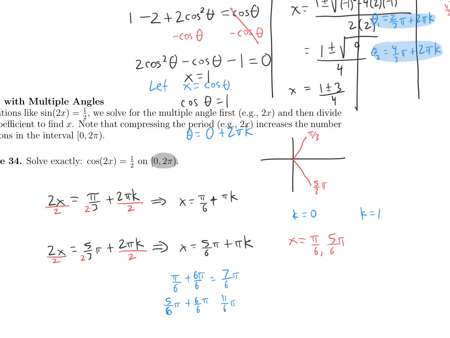Notice that both of those angles are still within this interval. 7/6 pi is in the interval, and 11/6 pi is also in the interval. So we have to add those angles to our list of solutions.